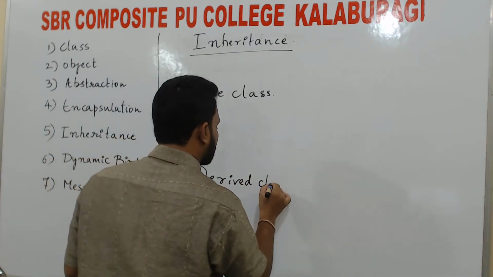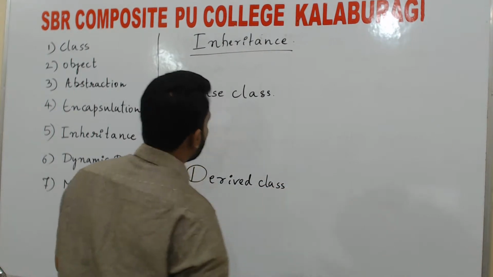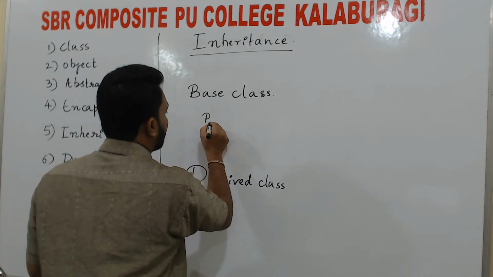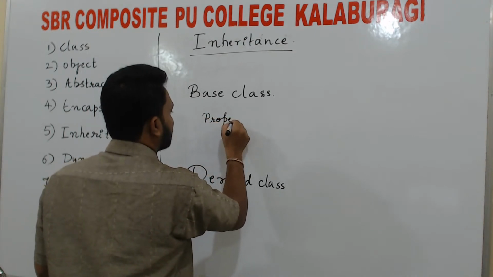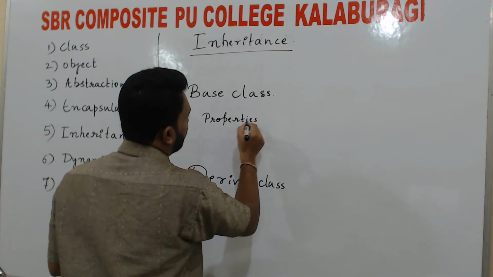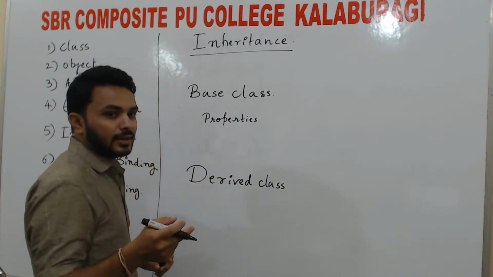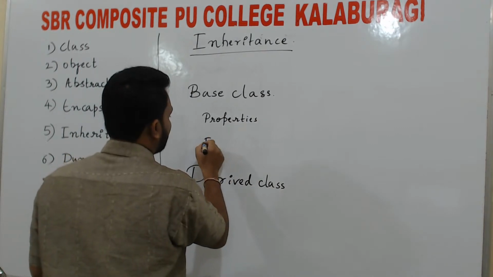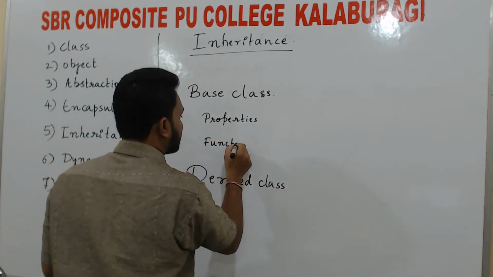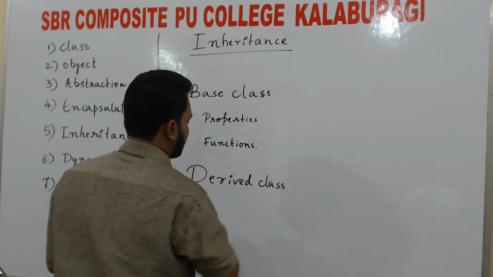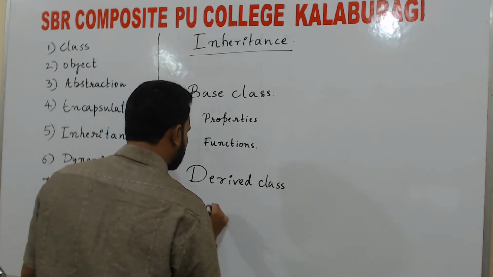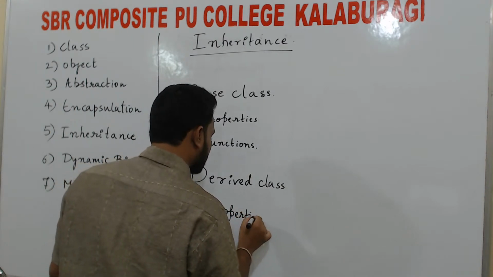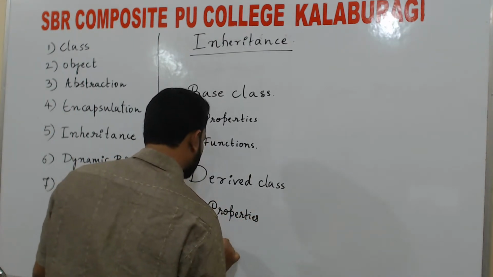Derived class. I told you that it contains multiple classes. Okay, so it contains the same properties. Don't confuse the properties, data, and the variables. So all things are the same. Functions are the same in the derived classes. I also have properties and functions.